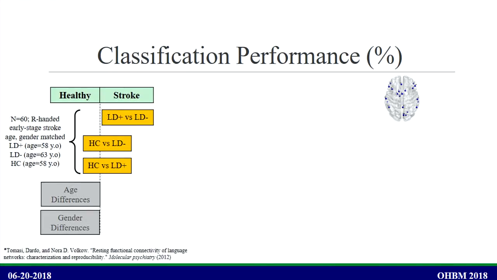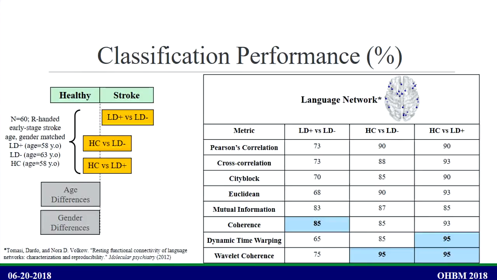And then basically what we try to do is we look at the language network and look at the classification performance. As we see, in the second and third row, we have distinction between the stroke and healthy groups, which is, again, relatively easier to distinguish. But the more difficult one was the first one here, trying to distinguish between the two stroke groups. And as we see, Pearson's correlation does not necessarily perform the best when compared with all the other metrics. Some of the metrics that stood out were coherence, dynamic time warping, and wavelet coherence.